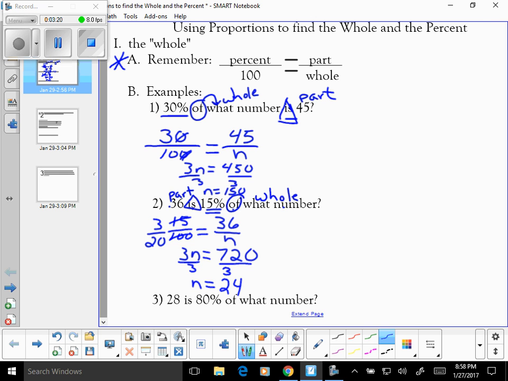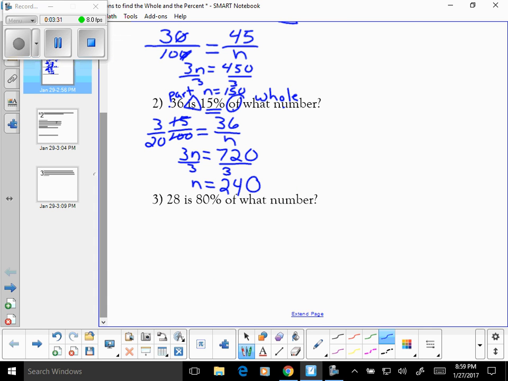Now, the way I remember that is that 3 days is 72 hours. And then 3 into 0 is 0. So my number that I'm looking for here is 240. I'm going to hit extend page, and you are going to hit pause and do problem number 3.